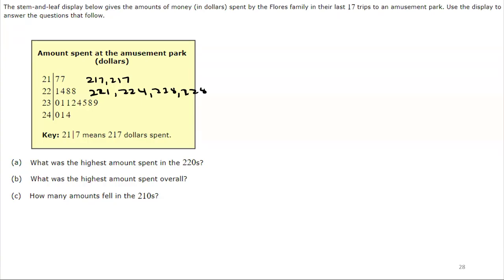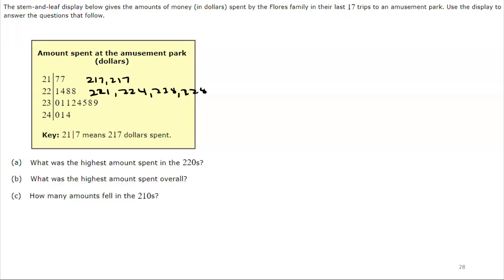Okay. All right. So what are we trying to do here? We're just going to read this stem and leaf display and then answer the questions. The first question asks, what was the highest amount spent in the 220s? Part B, what was the highest amount spent overall? And part C, how many amounts fell in the 210s? Okay, so go ahead and see if you can figure that out.